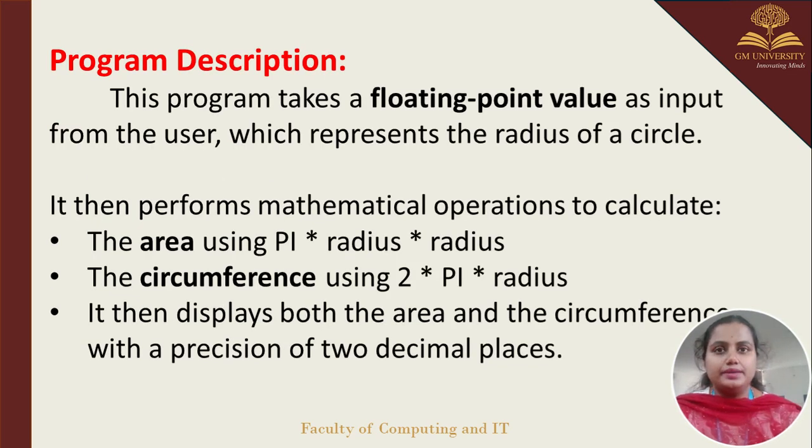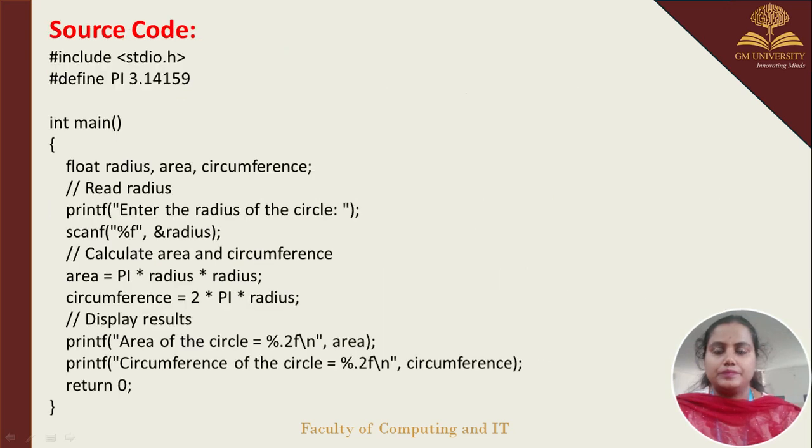About the program description, here is a quick description of how the program will work. The program asks the user to enter the radius as a floating point number. Floating means decimal numbers. It then uses the formulas we saw to calculate both the area and the circumference. Finally, it prints the results formatted to 2 decimal places.